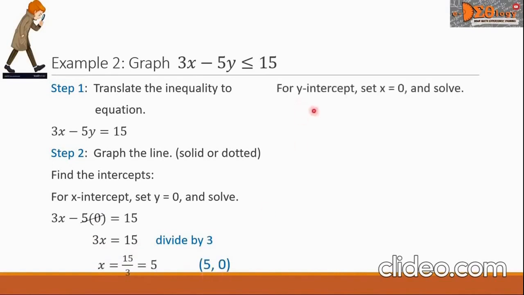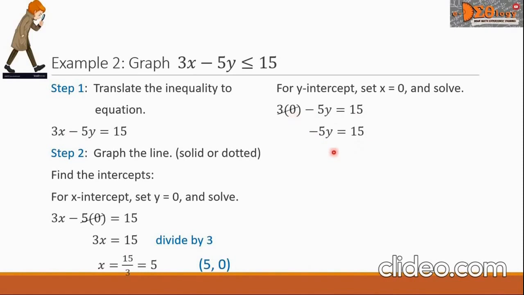Now for the y-intercept, we set x equals 0 and solve. The equation now becomes 3 times 0 minus 5y equals 15. 3 times 0 is cancelled out as 0. So negative 5y equals 15.